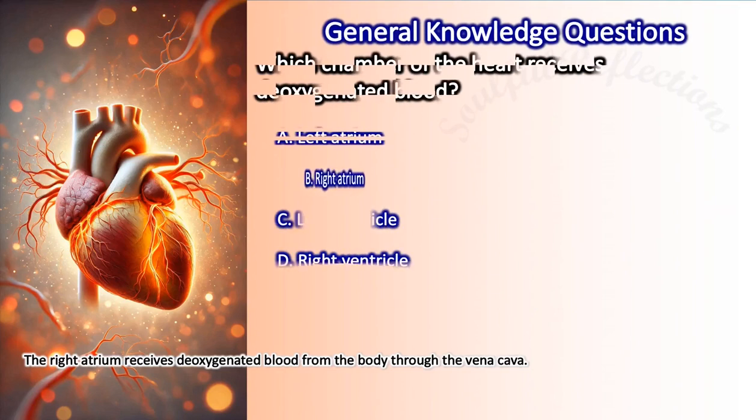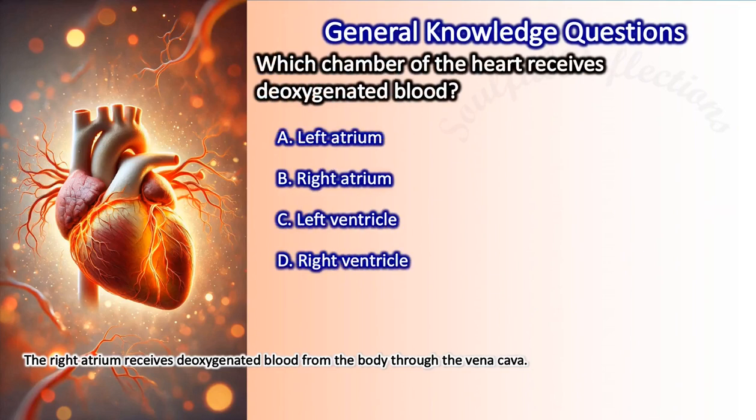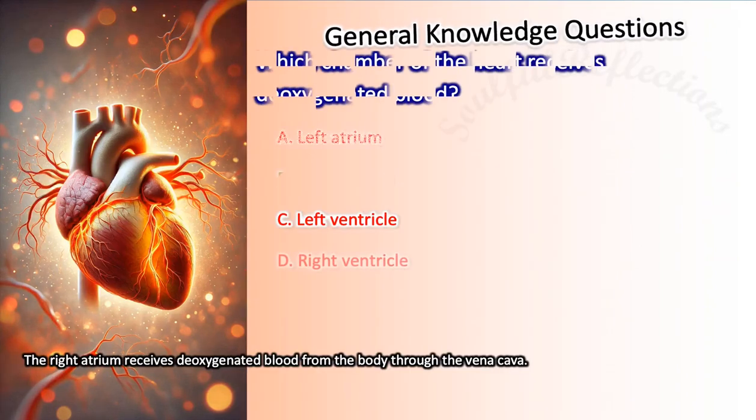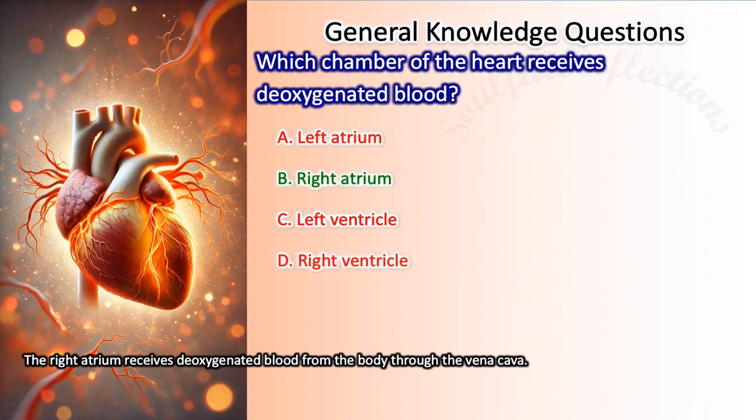Which chamber of the heart receives deoxygenated blood? Option 1, left atrium. Option 2, right atrium. Option 3, left ventricle. Option 4, right ventricle. The answer is Option 2, right atrium.